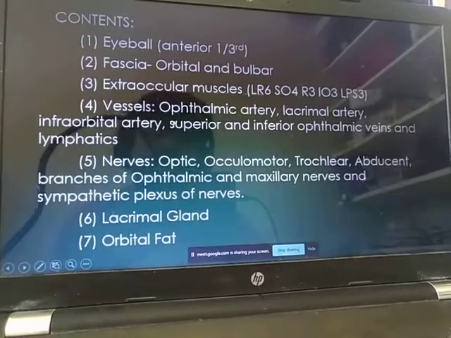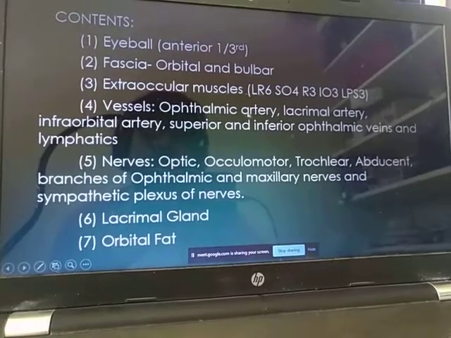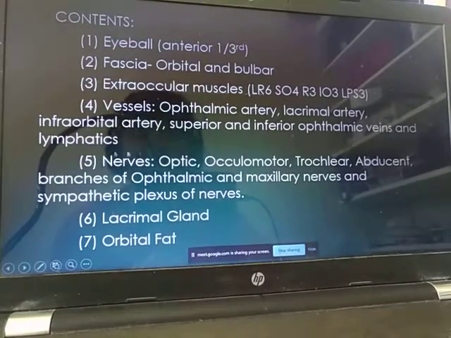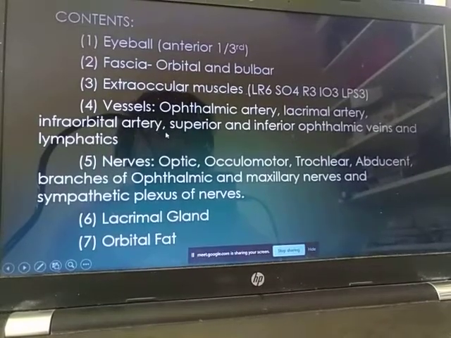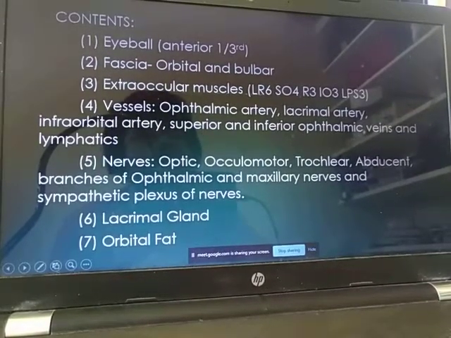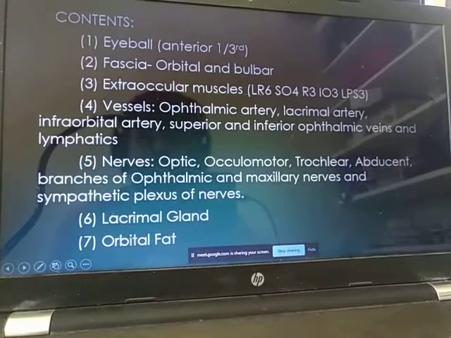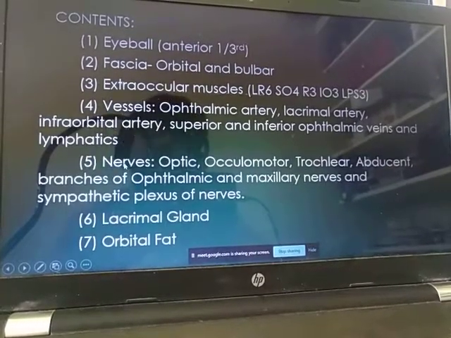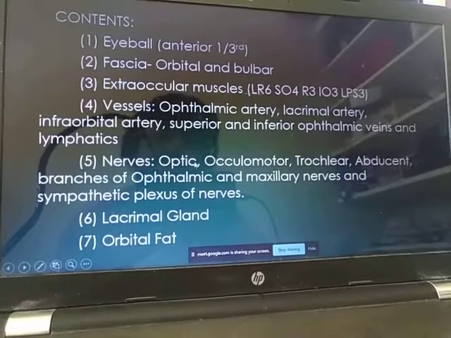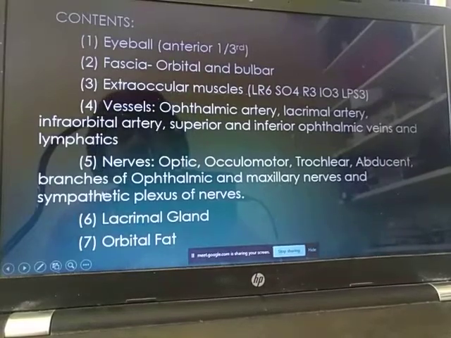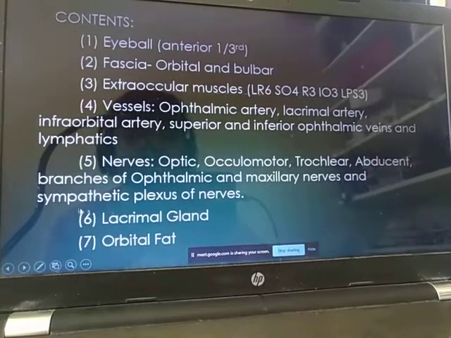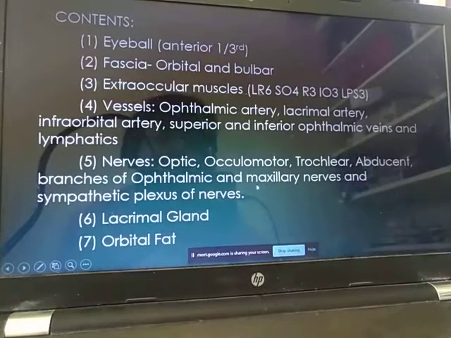Now coming to the vessels, the orbit contains the ophthalmic artery, which is a branch of the internal carotid artery, the lacrimal artery and the infraorbital artery, which is a branch of the maxillary artery, which is a branch of the external carotid artery, superior and inferior ophthalmic veins which drain into the cavernous sinus, and lymphatics. In the nerves, the optic nerve through the optic canal, oculomotor nerve, trochlear nerve, abducens nerve, branches of the ophthalmic and maxillary nerves, and sympathetic plexus of nerves also constitute the contents of the orbit.